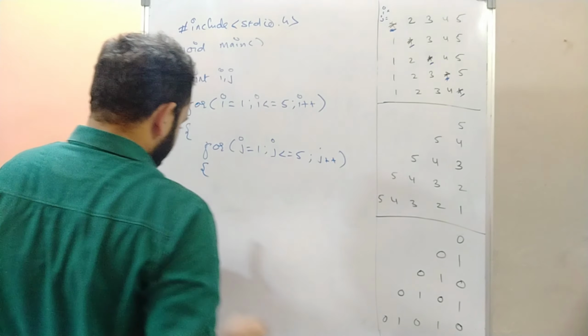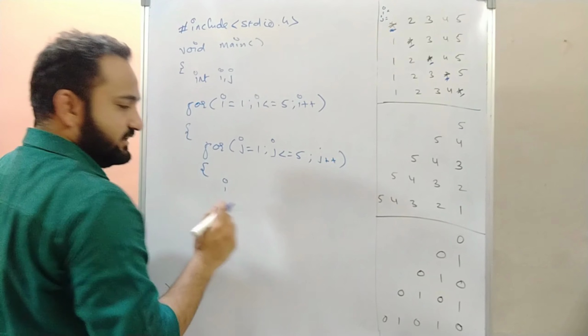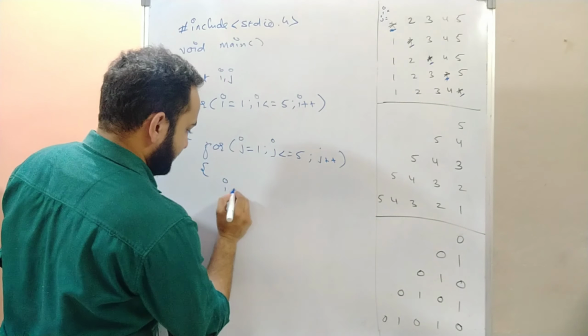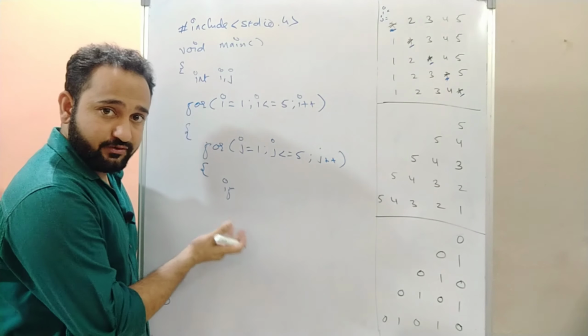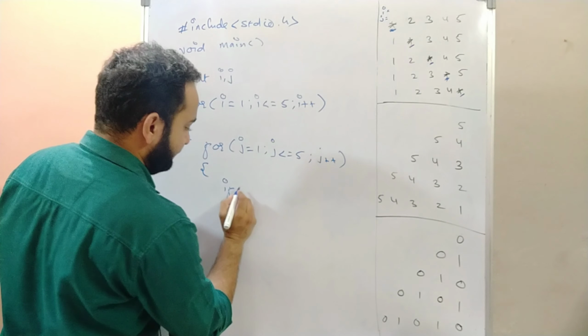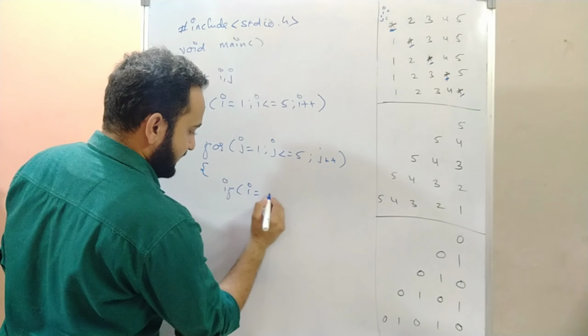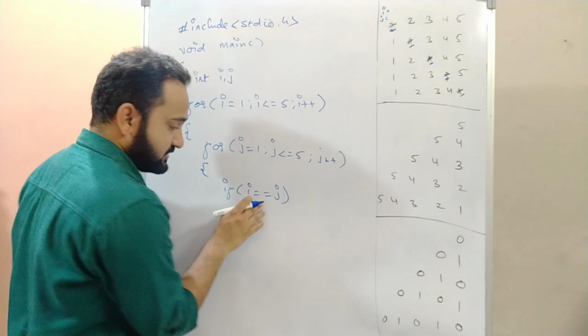I'm rewriting it. We have to see the condition, right? For the condition, what do we go with? We go with the if-else statement. If the value of i is equal to j, this is a comparison operator.